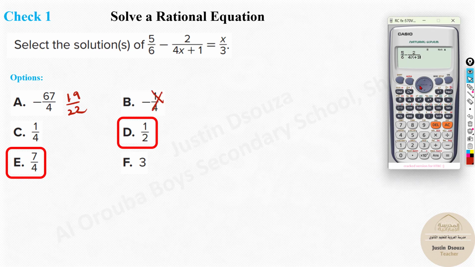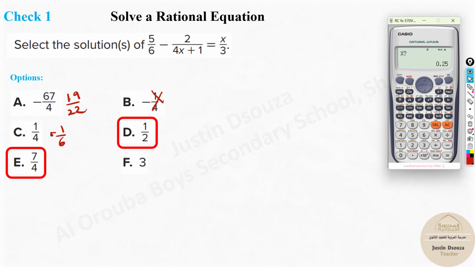Let me go to the positive 1 by 4. Calc 1 divided by 4. You're getting negative 1 by 6. Okay, let me just write it out. Negative 1 by 6. What about the other answers? Calc. Oh, I just removed it off. Let me write it out quickly. 5 by 6 minus 2 by 4 alpha x plus 1.